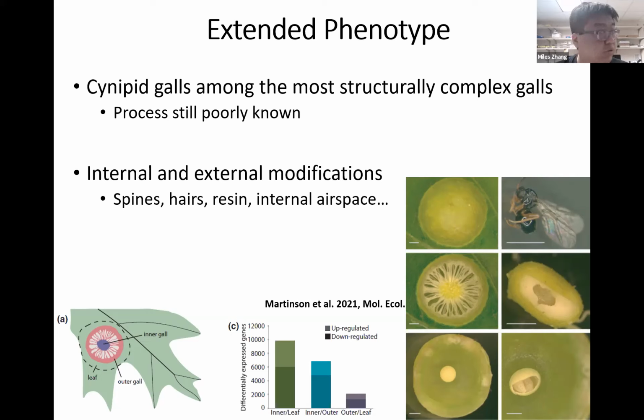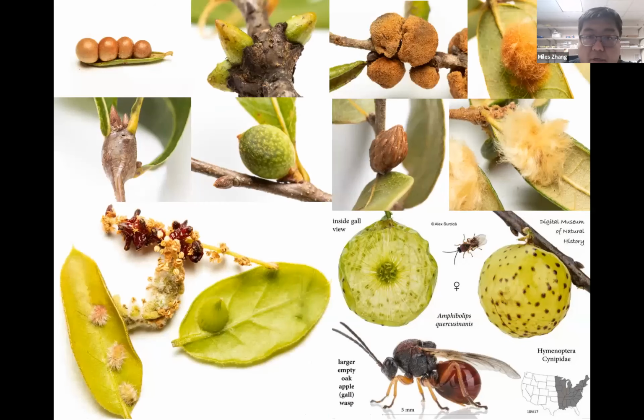So the external and internal modifications range from spines to hairs. Some of them are able to create resin or nectar that attract ants and wasps that act as protectors. There are even internal airspaces, like this one shown on the right, where they have suspended chambers that some of them will dissolve away, and you'll have this rolling chamber in the middle where the larva lives. And all of this is thought to have evolved as protection from natural enemies.